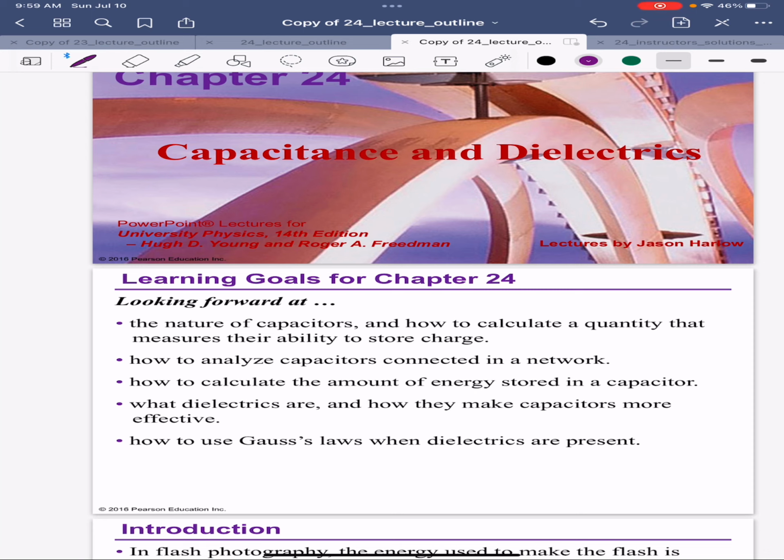Today we are going to understand and find out the nature of capacitors and how to calculate a quantity that measures their ability to store charge. We use them to store charge, and we will see how we can increase that, or what the factors are. How to analyze capacitors connected in a network.